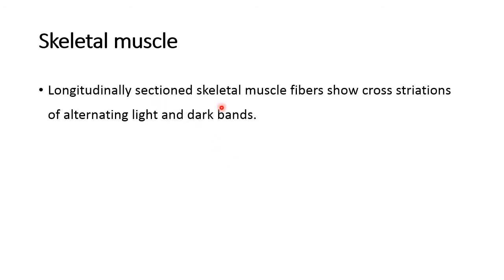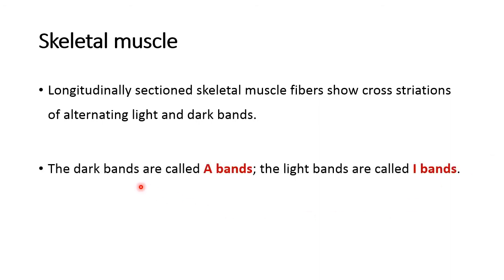In a longitudinal section, the skeletal muscle fibers show cross striations of alternating light and dark bands. So in a longitudinal section of skeletal muscle, we notice the striations, with a light part and a dark part. The dark bands are called the A bands and the light bands are called the I bands.